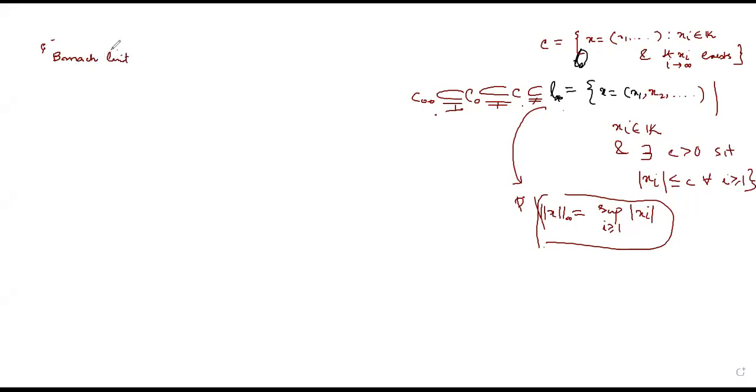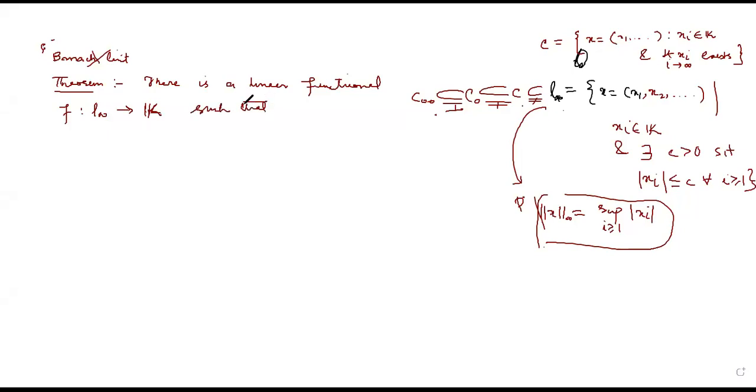Banach limit में ऐसे लिखता हूँ, let me write down this as a theorem. Theorem states there is a linear functional f from L infinity, यानी इस L infinity पे हमेशा एक functional ऐसा है, a map that is scalar valued, linear and continuous, such that it has these properties.